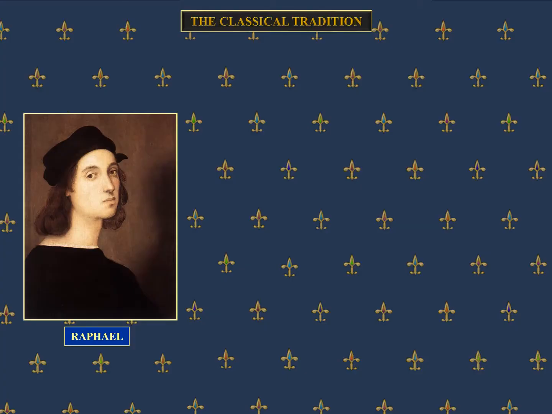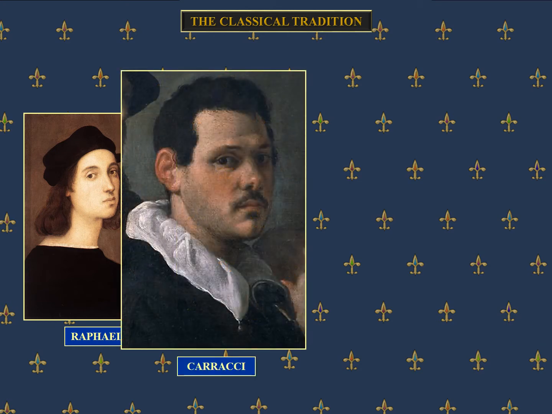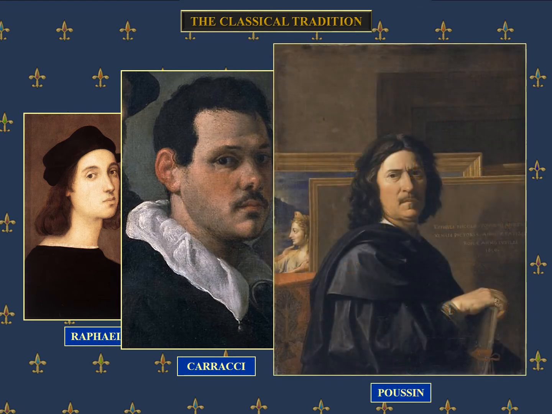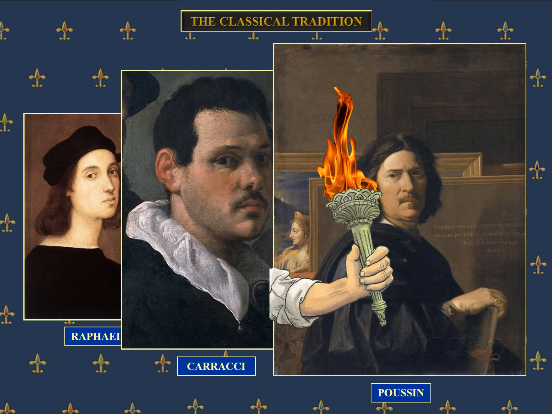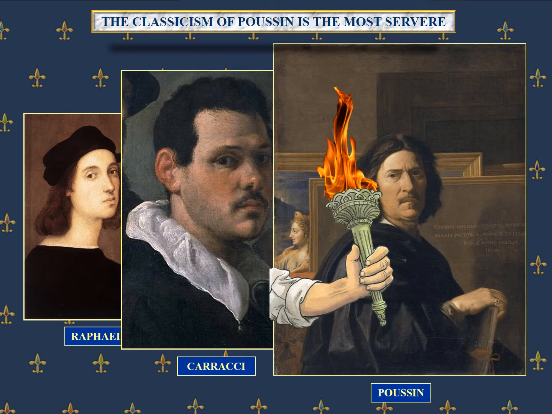We've been looking at the classical tradition, starting with Raphael's perfection of that tradition during the Roman High Renaissance. It was revived by Carracci, and now in mid-century Baroque, it's continued by Poussin. So the torch of classicism is now in the hands of Poussin. But listen, out of all of that mix, the classicism of Poussin is the most severe. He outdid the Italians at their own job, a Frenchman.